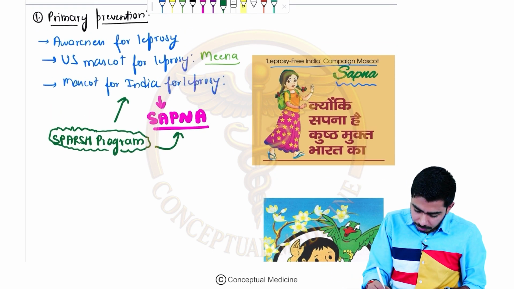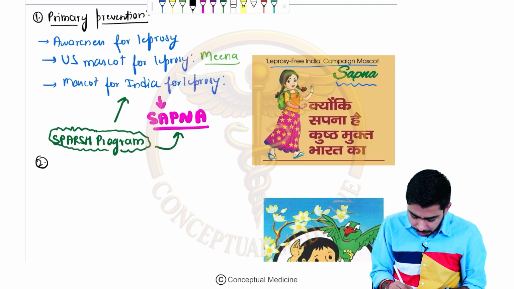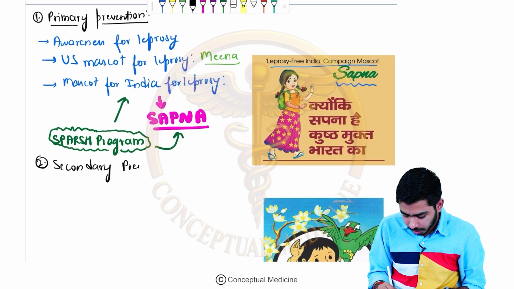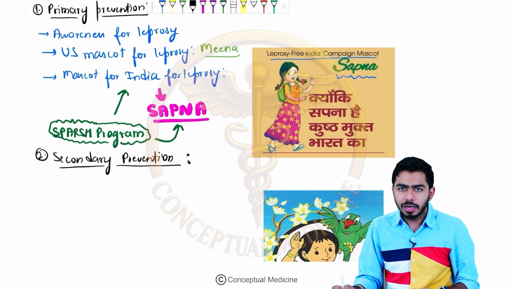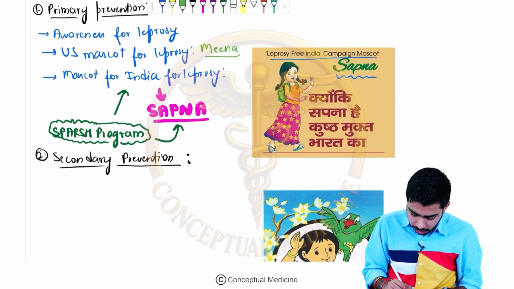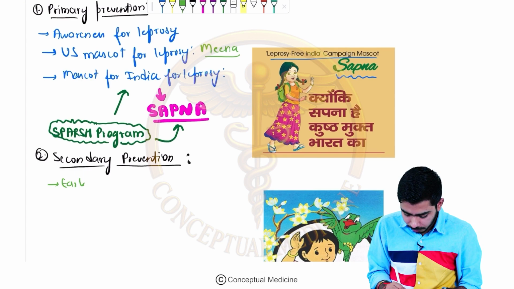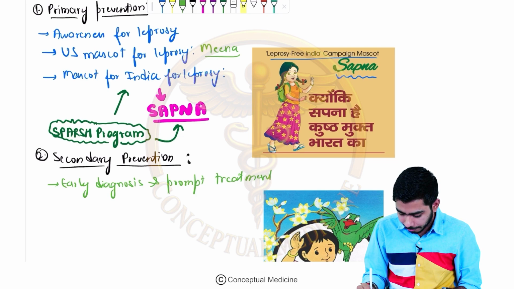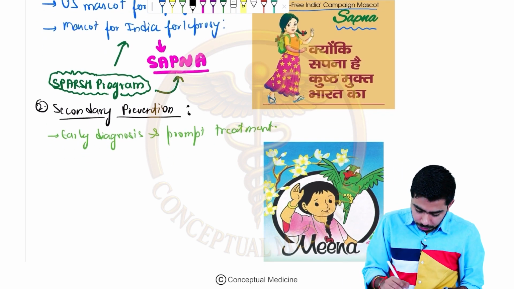Once we have talked about primary prevention, now we shall be moving on to secondary prevention. In secondary prevention, basically we want to make the diagnosis as early as possible. So early diagnosis and prompt treatment would be the motto for secondary prevention, isn't it? Then there is tertiary prevention.